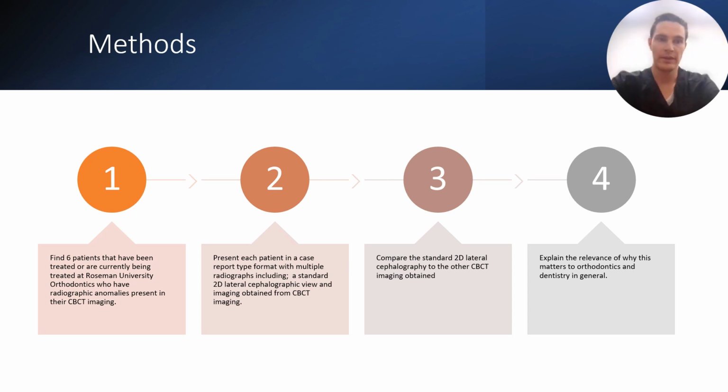So how we're going to go about doing this is, like I said, we're going to find 6 patients who are being currently treated or who have previously been treated here at Roseman University Orthodontics. We're going to present each case in a case report type format with multiple radiographs included in each case report. Each case report will include a standard 2D lateral cephalographic view and imaging obtained from CBCT imaging as well. We will then compare the standard 2D lateral cephalography to the CBCT imagery obtained and explain the relevance of why this matters to orthodontics and general dentistry overall.